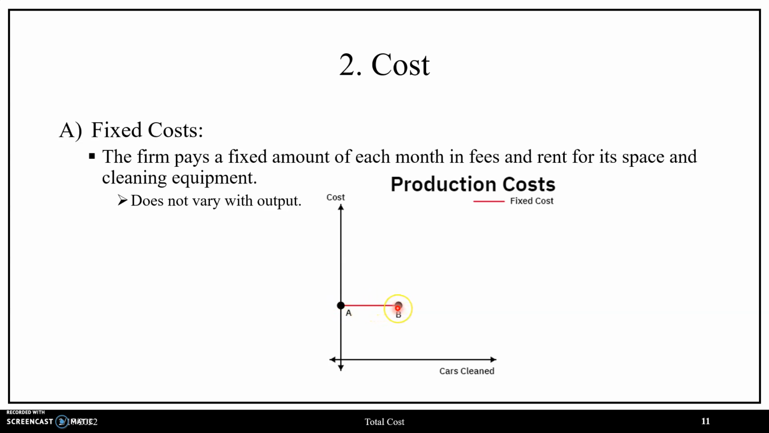Likewise, if they start bringing people on board and they begin cleaning cars, some positive quantity, they still have to account for paying for the rent and fees for the space and cleaning equipment. And likewise, if they start cleaning further and further amounts of cars, this rent and fees does not change and still needs to be accounted for. So what this means in terms of fixed costs is that we have a horizontal curve that we are considering.